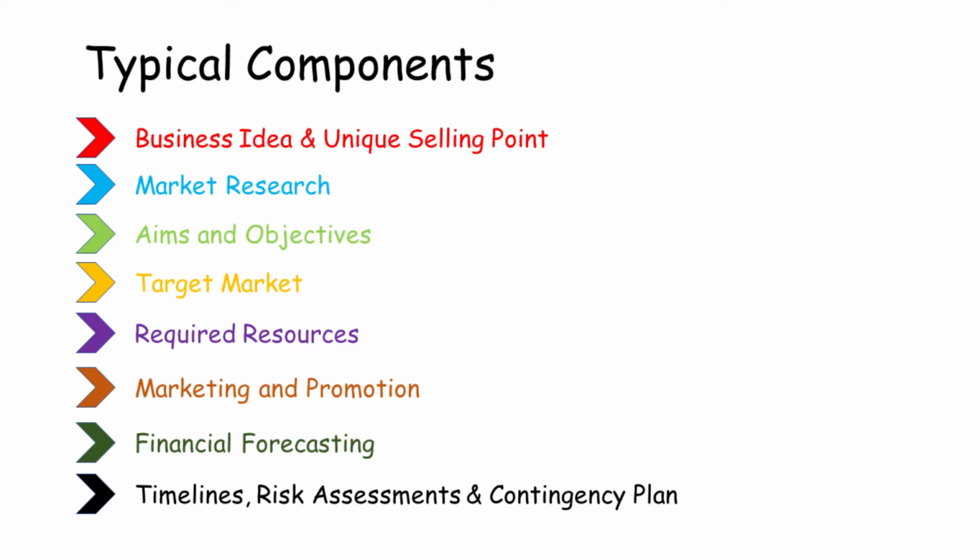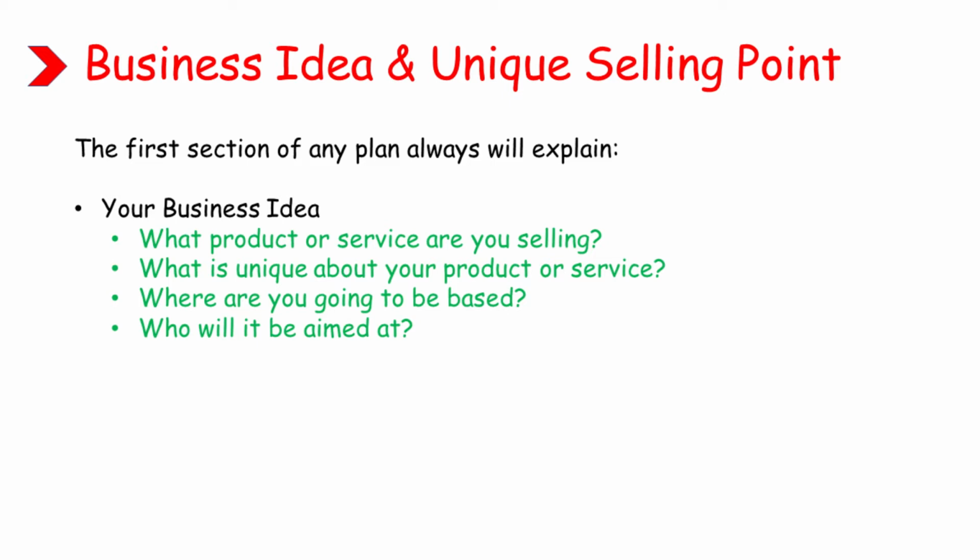In this video, we're going to look at each of these sections separately, and we will also go into more depth regarding each section. So the first section in any business plan always sets out your business idea and your unique selling point, otherwise known as your USP. So your first section will tell me about your business idea. You will tell me what your product or service is that you're selling. You will tell me what's unique about your product or service. So you would list in detail maybe one or two elements that make it completely unique. You'd tell me where you're going to base your business, and you're going to tell me who your business is going to be aimed at.